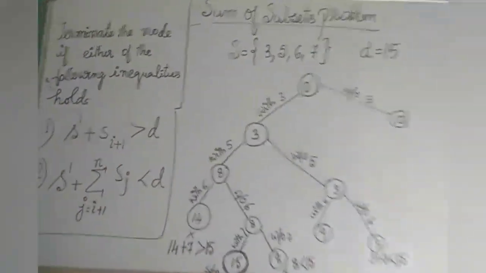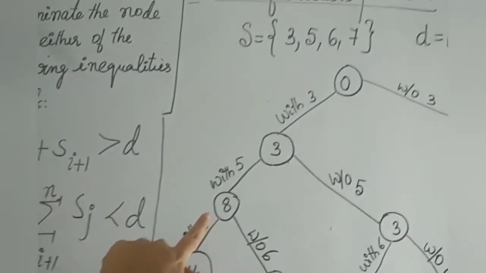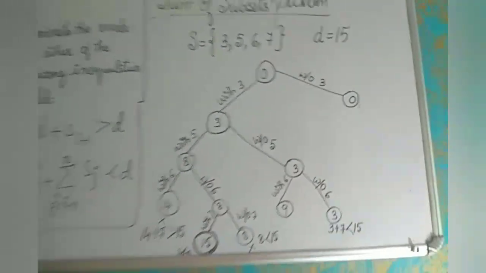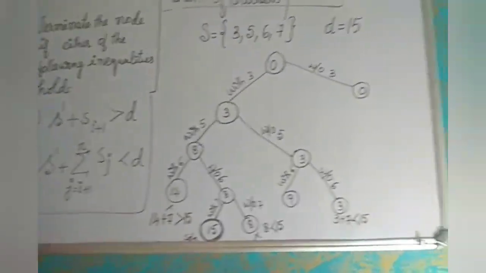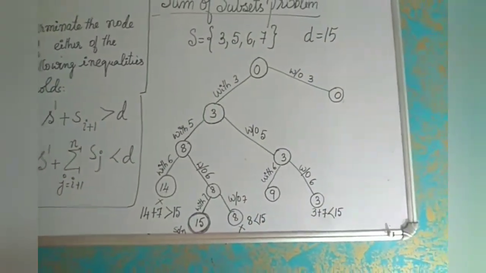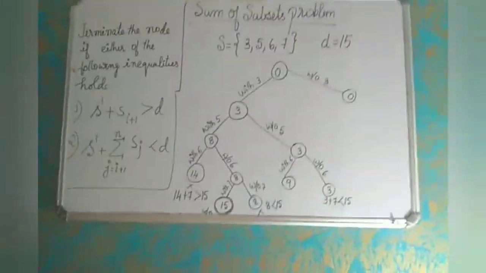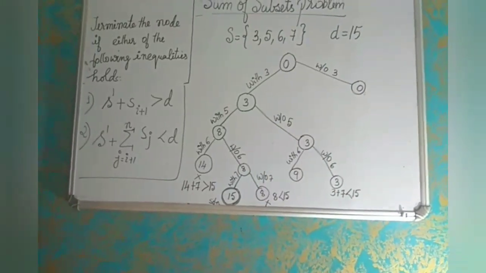So at 3, we consider what happens if you include the item 5, and what happens if you don't include the item 5, with the 5 and without 5. So if you include, then it becomes 8. Right? So 3 plus 5. 3 is the previous sum and 5 is the new element. So 3 plus 5, that will become 8. So 8 is the new sum.